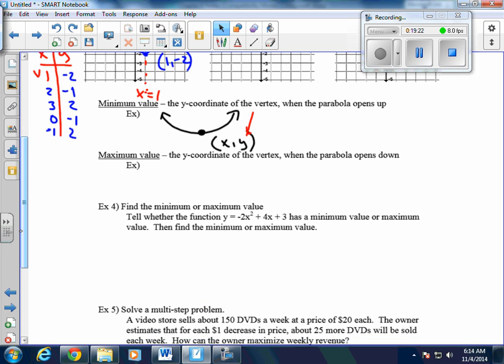The maximum value is the y coordinate of the vertex when the parabola opens down. Again, here's our vertex. We'd have the ordered pair x, y. In this case, the maximum value would be the y coordinate of the vertex because it opens down. The y value is the highest number that you would get.